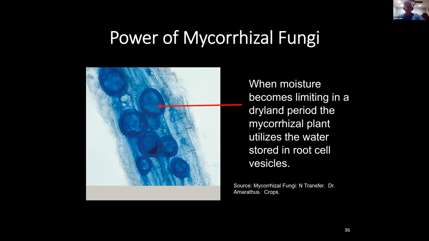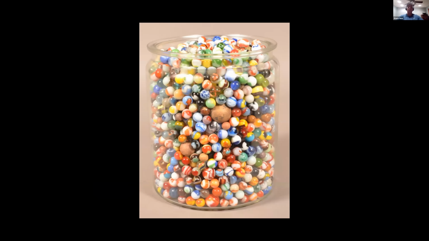When moisture becomes limiting in a dry land period, the mycorrhizal plant utilizes the water stored in the root cell vesicles. And this is just a great illustration, and we're dealing with some major droughts throughout the United States. We've seen that pine seedling, how that's expanding the roots' nutrient zone, but also capturing water and feeding water back to the plant with this association. But Gabe, this is how soil should function.